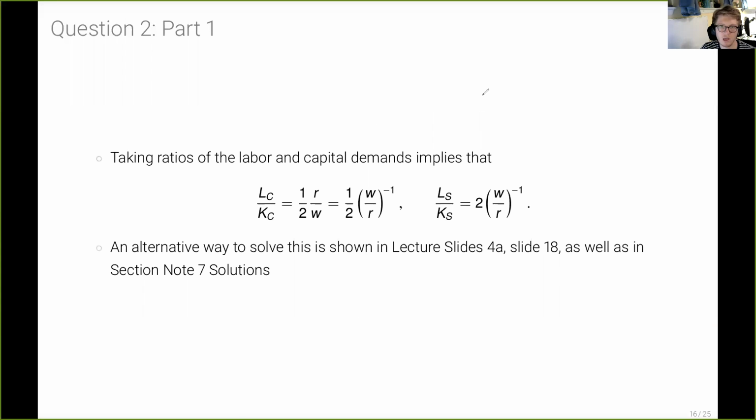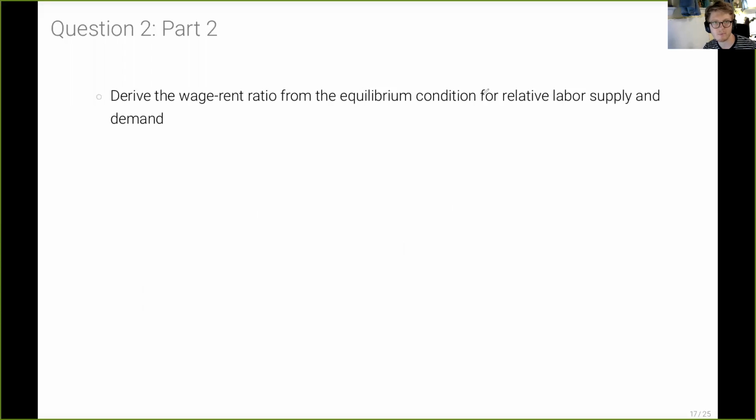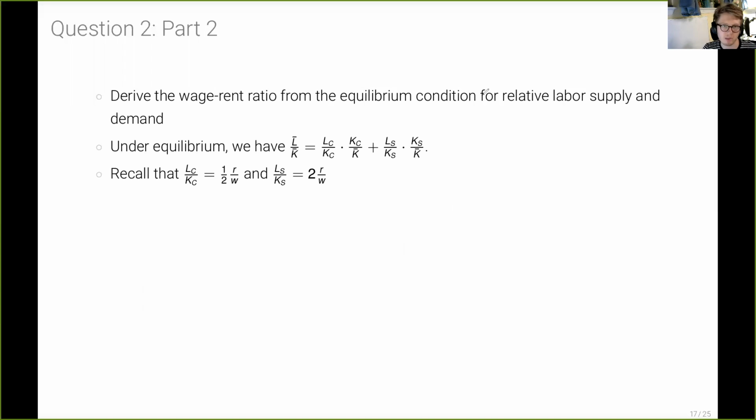Okay, and that's just shown right here. And I've noted that you can also look at section 7 solutions or the lecture slides to see an alternative way to solve this. Okay, so in question 2, part 2, just like we showed graphically how the wage to rental rate of capital ratio is going to be determined by the equilibrium condition for relative labor supply and demand, we can determine that numerically.